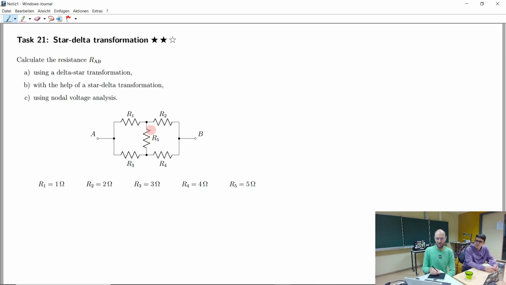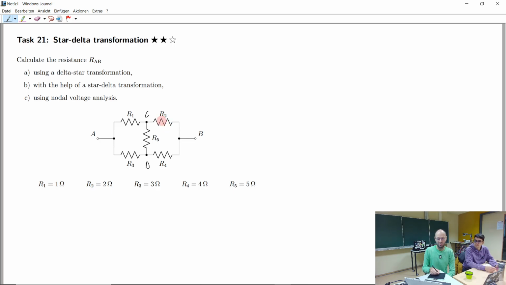It's the resistor R5 in the center. Because of this resistor, if we would not have this resistor, then these two would be in series, these two would be in series, these two branches would be in parallel, everything would be quite simple. If there would be a short circuit instead of this resistor R5, if these two nodes here, let's call them maybe C and D, if they would be connected with each other, then these two would be in parallel, these two would be in parallel, this would be in series, everything would be also simple. But because of this resistor, they are not in series, they are not in parallel, and everything gets complicated.